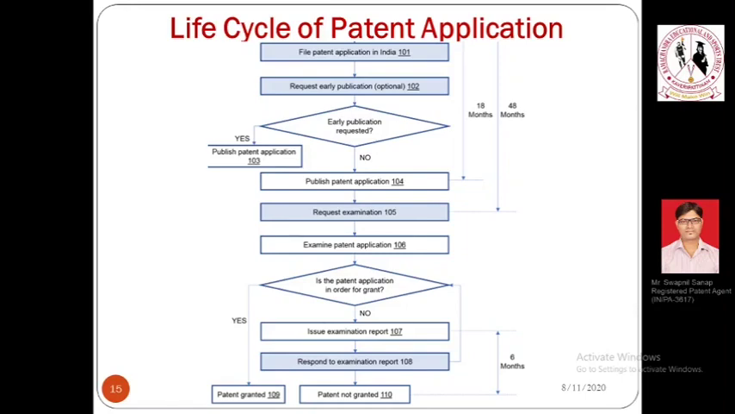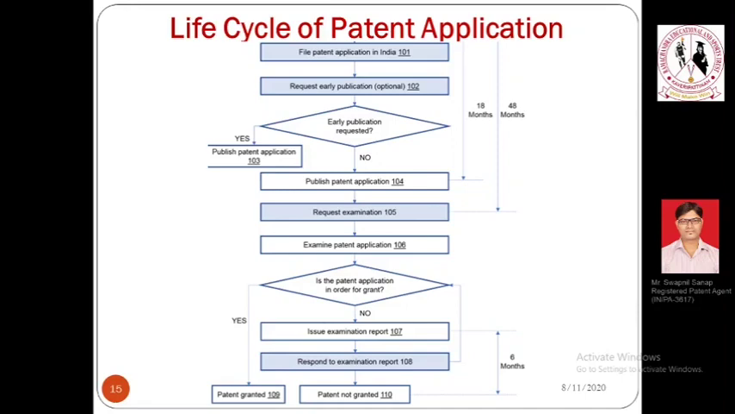So most importantly, let me rephrase and reiterate. The request for examination has to be filed by the applicant or the inventor, and the timeline for filing such a request is 48 months from the date of filing of the patent application in India. This application may be a provisional application or a complete application. Whichever application you have filed first, you have to file the request for examination within 48 months. That is the 4 years time period from the date of filing.